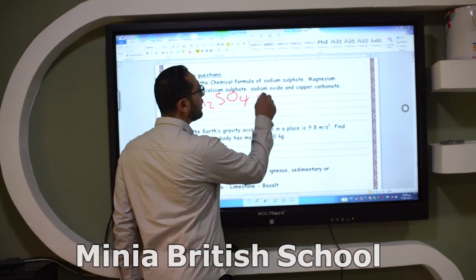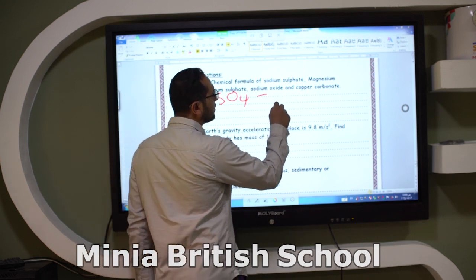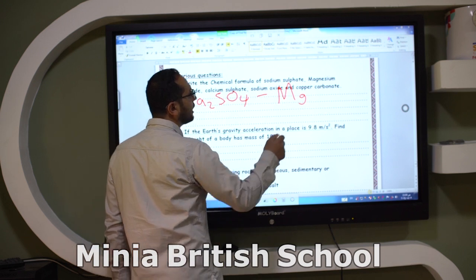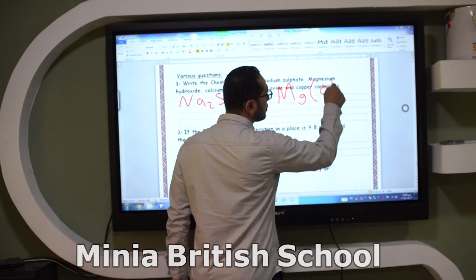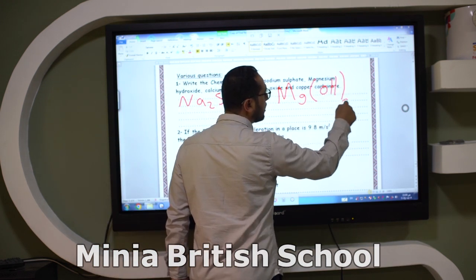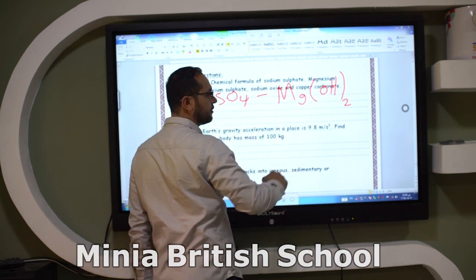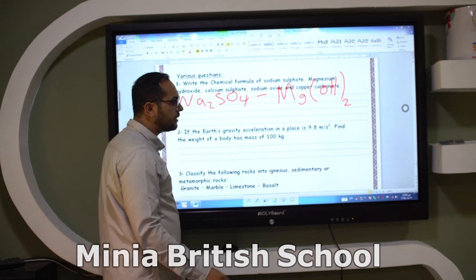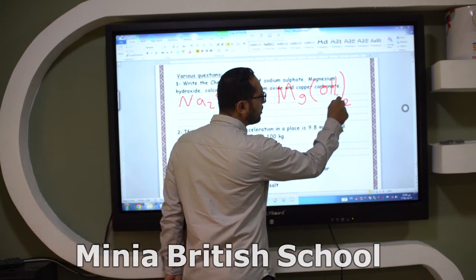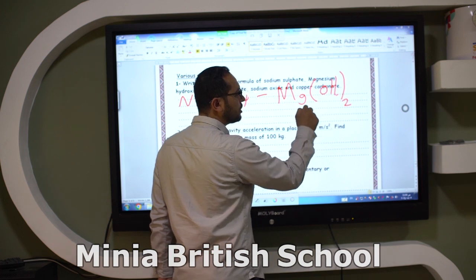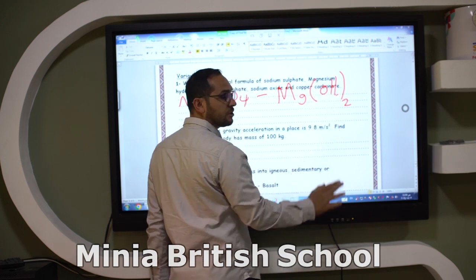Na2SO4. Magnesium hydroxide, Mg, this is a symbol of magnesium. Hydroxide, OH. And you must put 2 between 2 brackets here. Okay? You can write 2 here beside hydrogen or between oxygen and hydrogen. This is wrong. Okay?